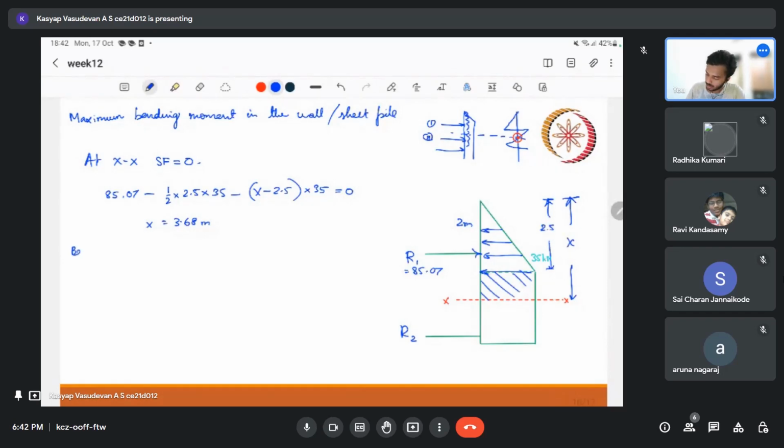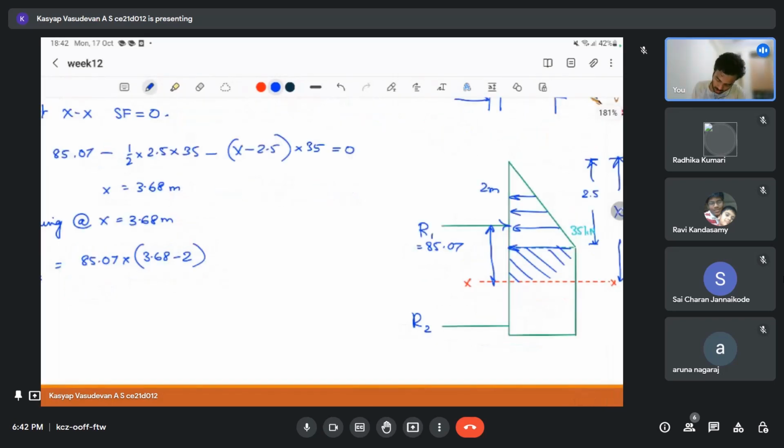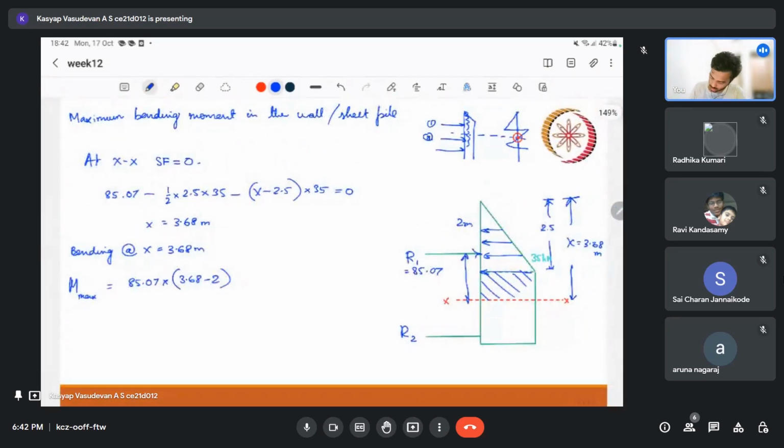So the bending moment at x equal to 3.68 is maximum. Let me write it as M max. So we have this as 3.68. Let me say R1, so R1 into the distance, that is 85.07 into 3.68 minus 2. That is this distance. This was in the clockwise direction. So I am taking clockwise direction as positive. We can take the other way also, so let me take the clockwise as negative.